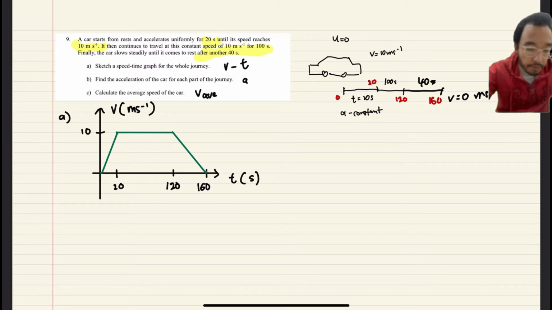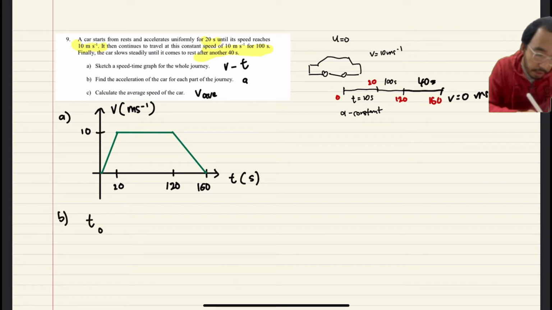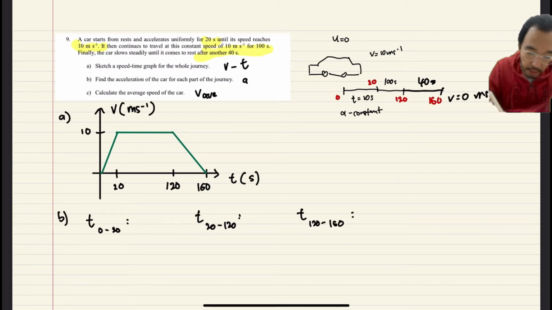Find the acceleration of the car for each part of the journey. So basically, you can divide it into 3 parts. First, when t is equal to 0 to 20 seconds, what happened with the acceleration? When t is 20 to 120 seconds, what happened to the acceleration? And when t is equal to 120 to 160, what happened to the acceleration?